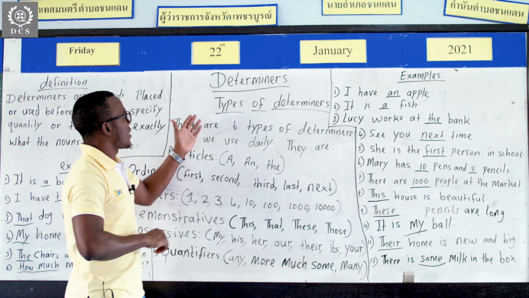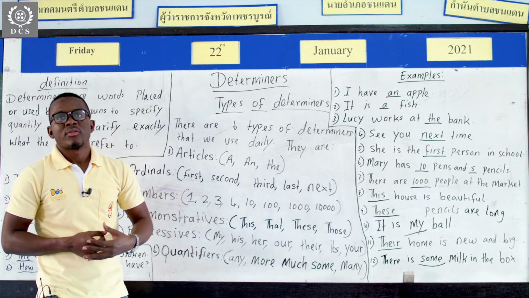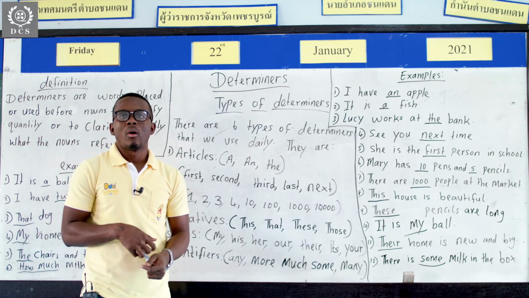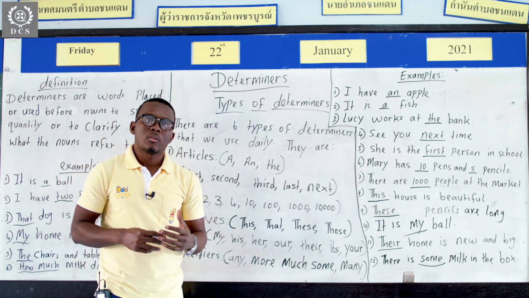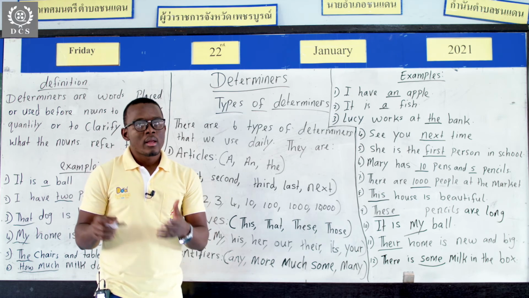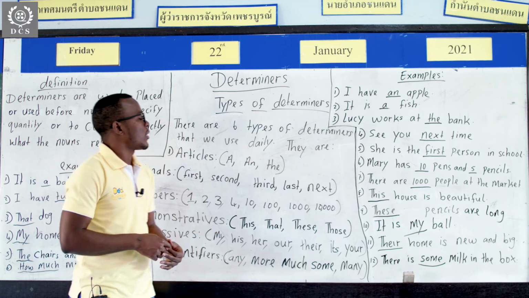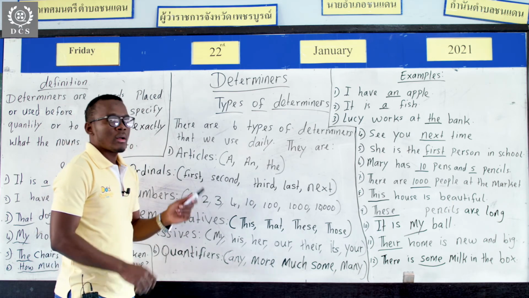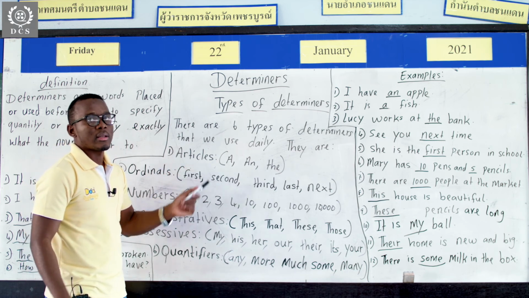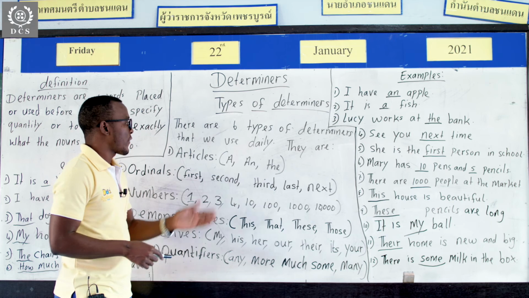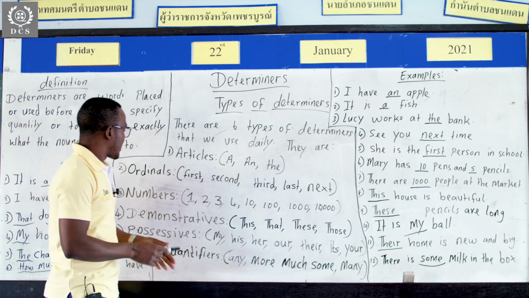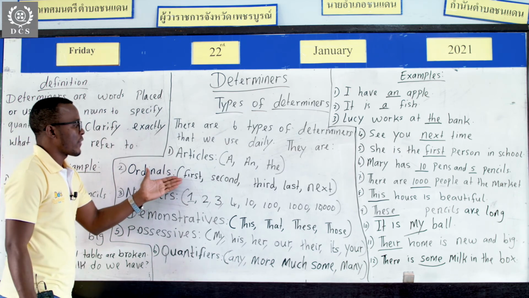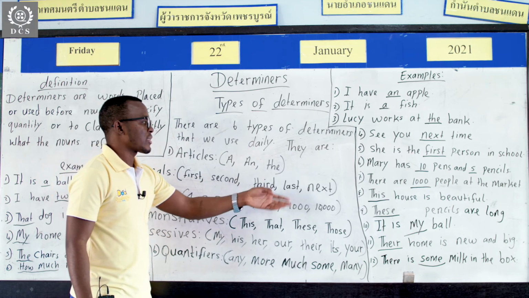So let's look over here again. Like I mentioned, there are 6 different types of determinants that we use daily in our conversation. And the 6 types are: 1. Articles. We have a, an, the. The second one is ordinals. So we have first, second, third, last, next.